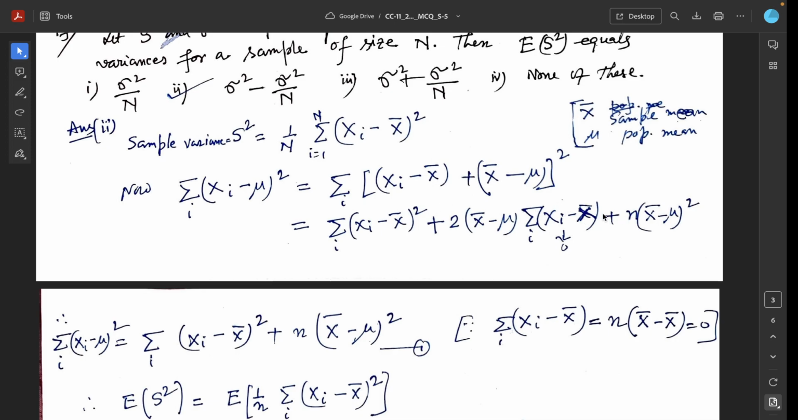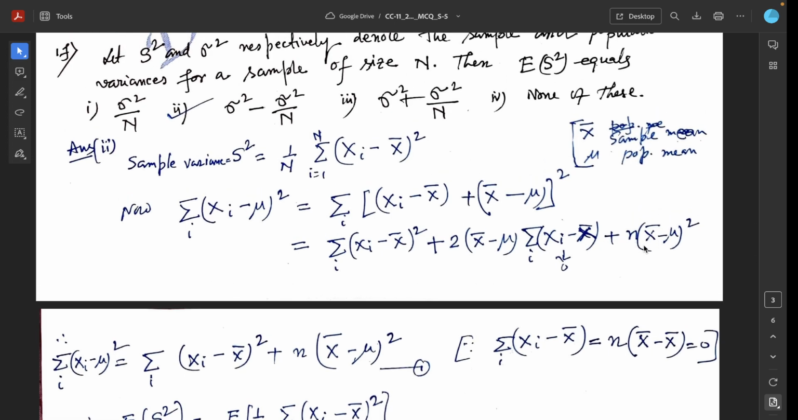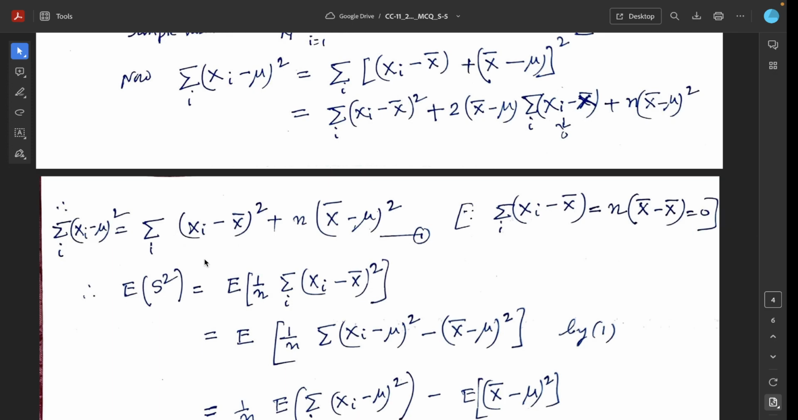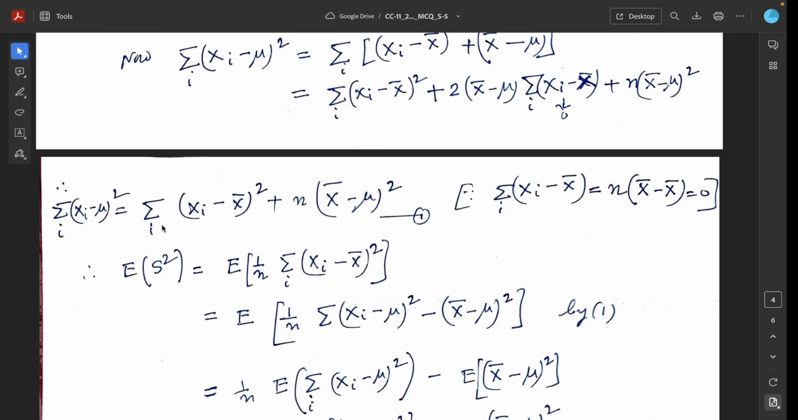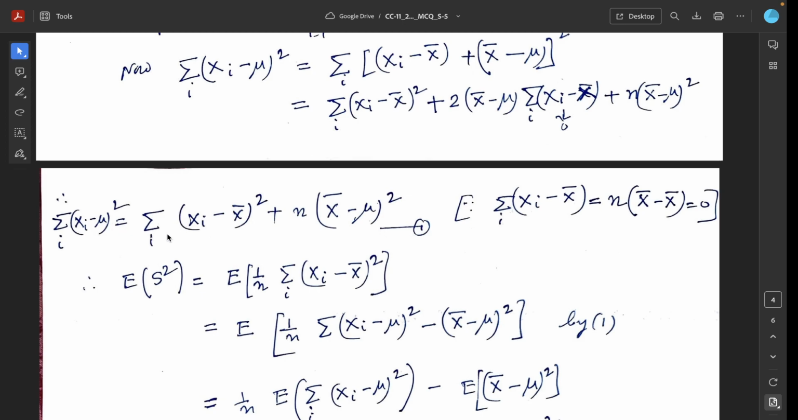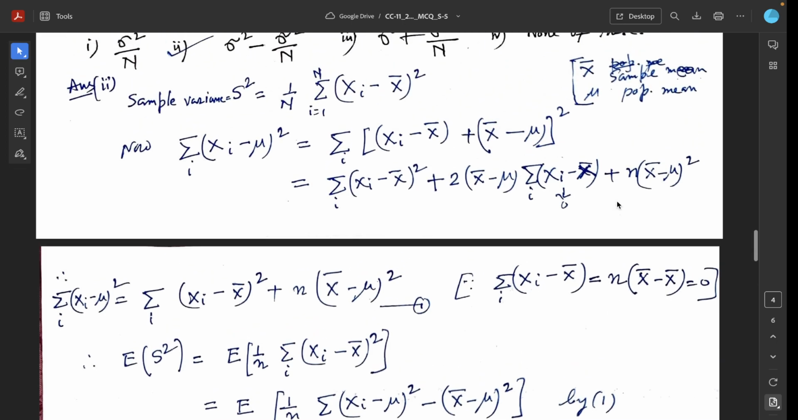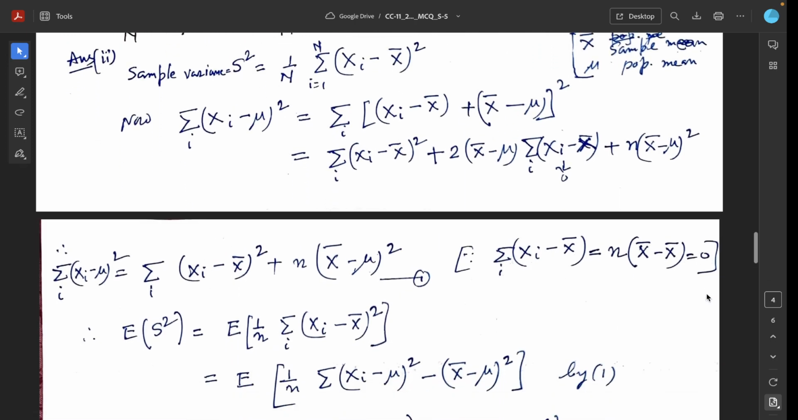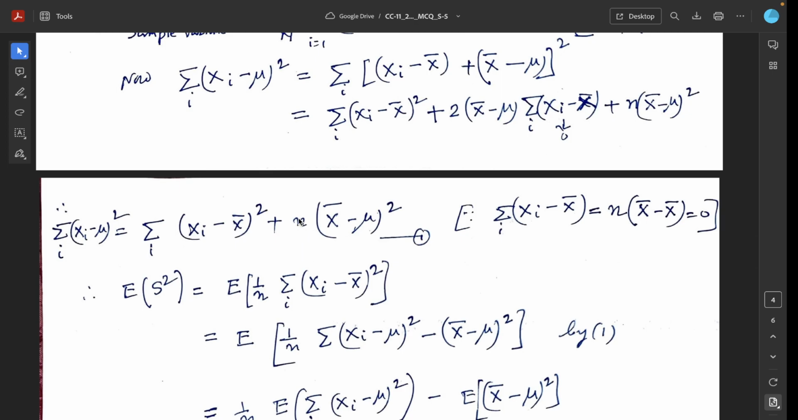So the last term is N times (X̄ − μ)². And the summation of (Xi − μ)² equals the summation of (Xi − X̄)² plus this term, because the middle term is 0, since the summation of (Xi − X̄) equals 0. Here n is capital N; it is a printing mistake. So obviously this term is 0, and we get N times (X̄ − μ)².